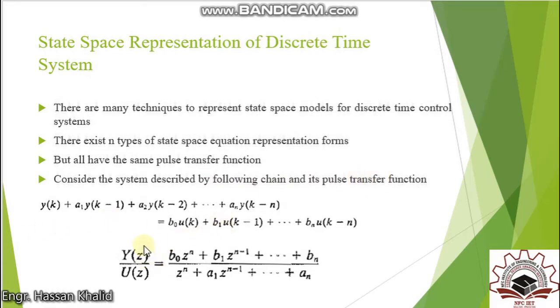and by applying the z transform theorem we can easily form the general representation of the pulse transfer function, where y is the output and u is the input, and which is equal to the coefficients b0 z^n plus b1 multiplied by z^(n-1) up to the last coefficient bn, divided by z^n plus the first coefficient a1 multiplied by z^(n-1) and so on up to the last coefficient an.